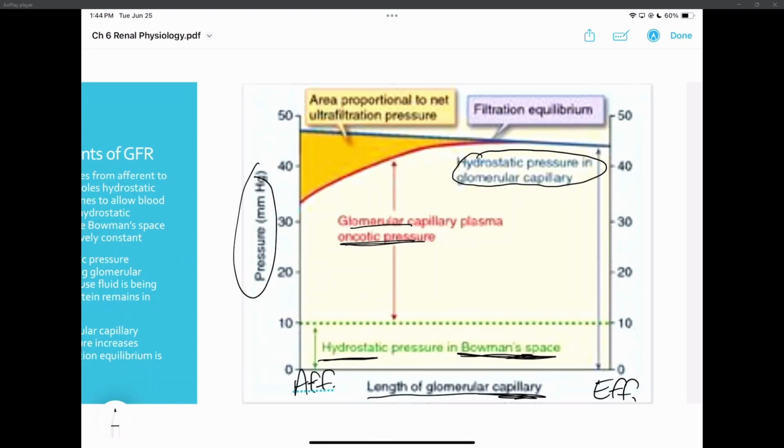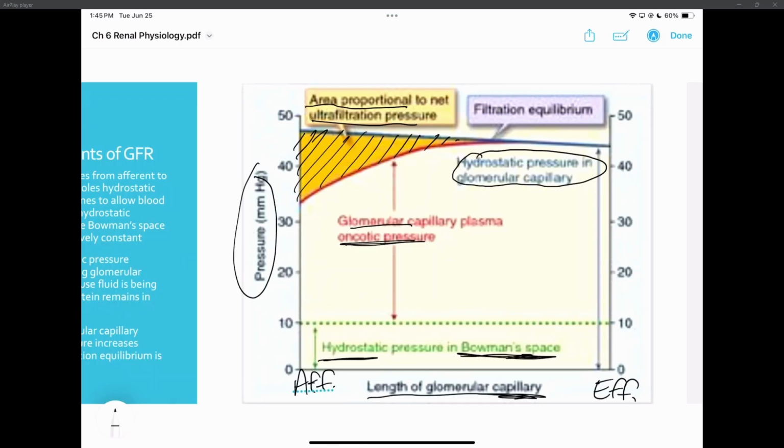Hydrostatic pressure in the Bowman space doesn't change along the length of the tubule. It stays that number the whole way through. There's no changes there. Now, if you look at the top here, the part that's in yellow, area proportional to net ultrafiltration pressure. All of this is what's going into the Bowman space. All that yellow line, if you want to go back to calculus and all that fun stuff, you want to figure out the area of all that, go right ahead. You don't need to.